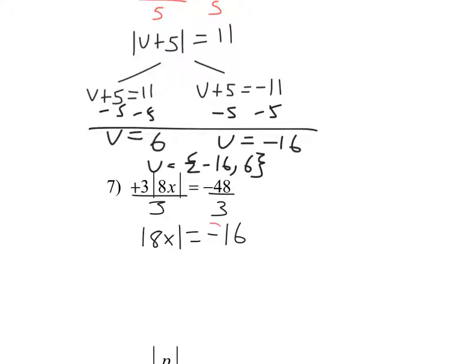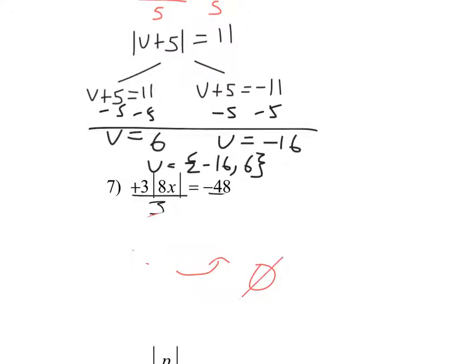You don't have to split it because of that negative. An absolute value expression, if it's by itself, can never equal a negative number. This is by itself, and because this number is negative, that would mean our answer would be no solution. So that case would give us no solution.